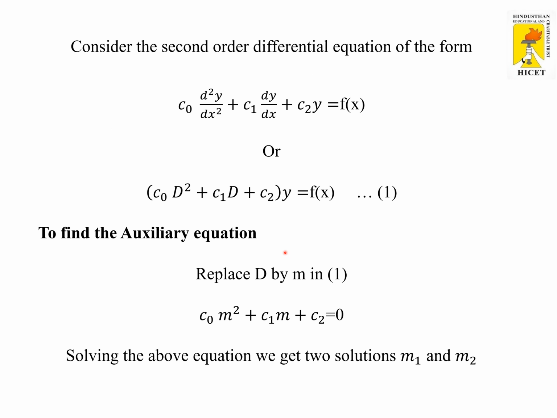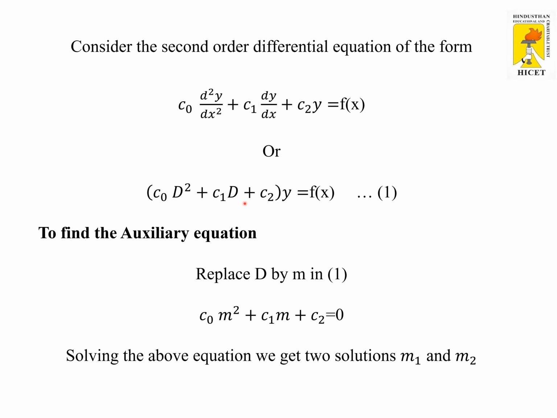Now consider the second order differential equation of the form C0 d squared y by dx squared plus C1 dy by dx plus C2 y equal to f of x. This equation can also be written as (C0 D squared plus C1 D plus C2) y equal to f of x. Let us consider this equation as equation number 1. Here the capital D denotes d by dx.